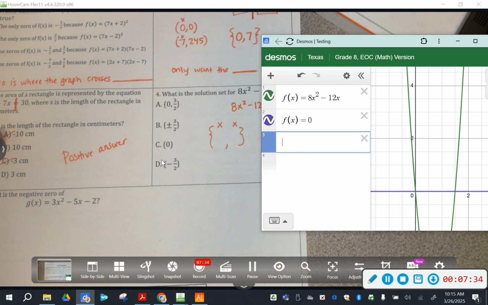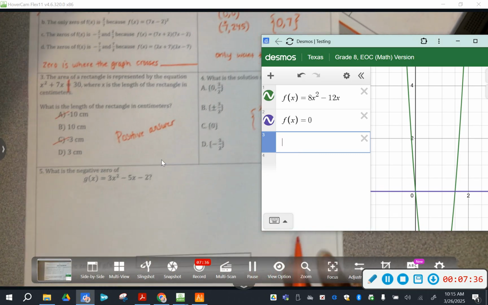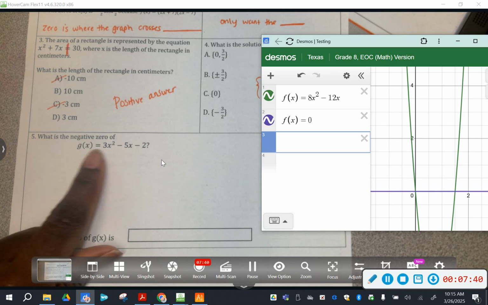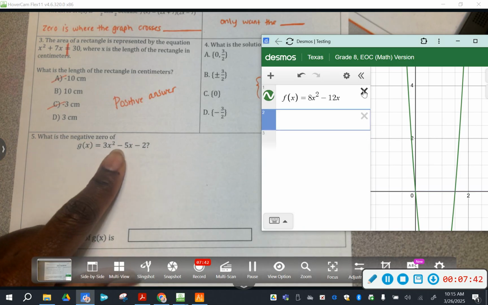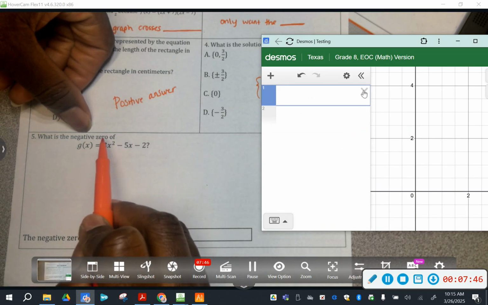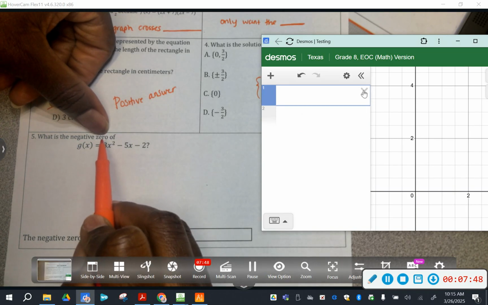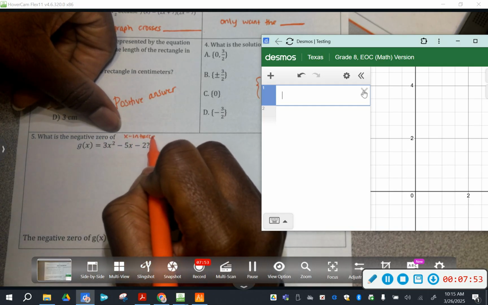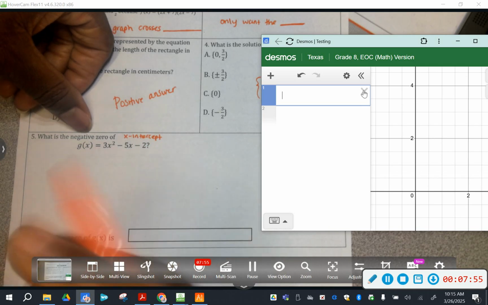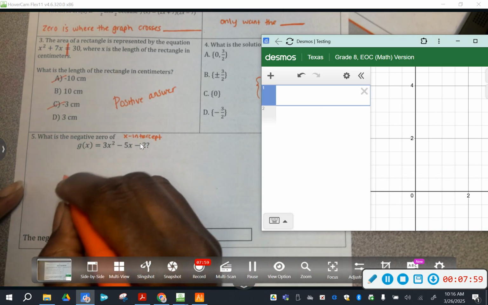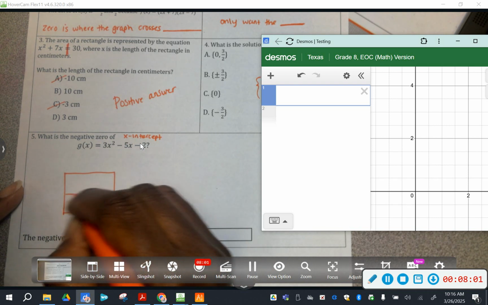Okay. For number 5, it says, what is the negative 0 of this function? Please be very careful because it only cares about the negative 0. Remember what a 0 is. The 0 is the same thing as an x-intercept. So it's asking you which one is the negative answer. So go ahead and, sure, you can, if you want to. I know some people love using factoring.